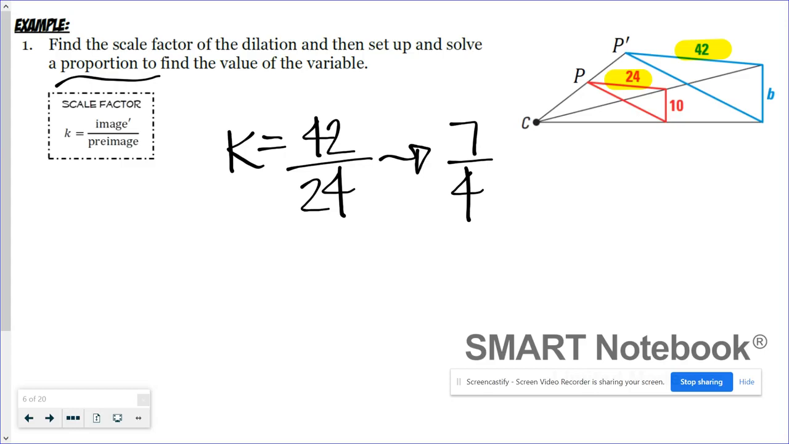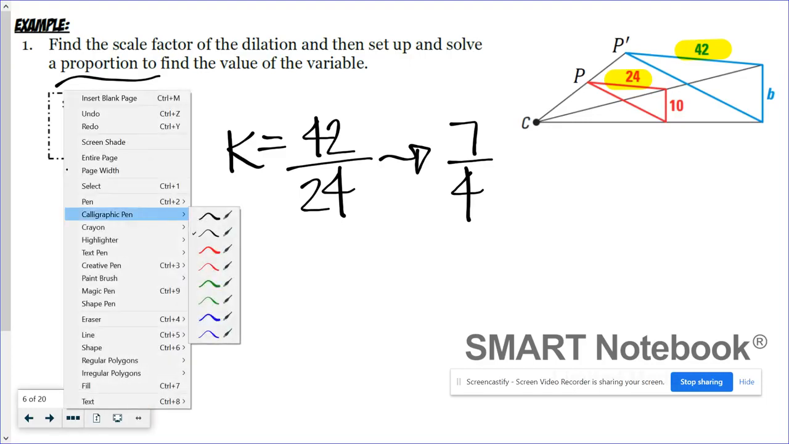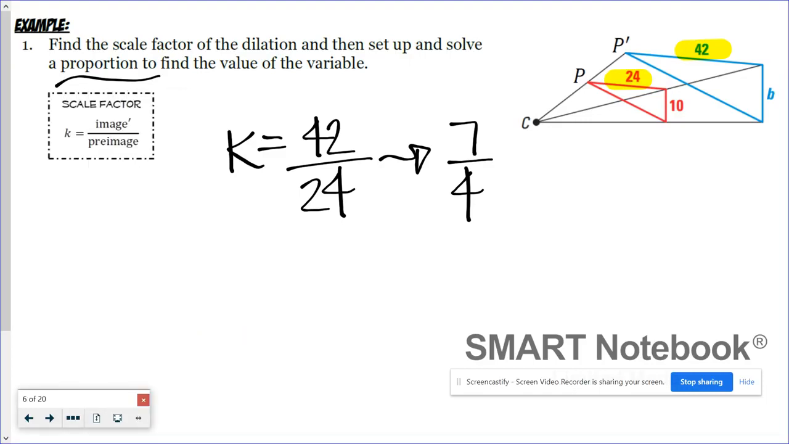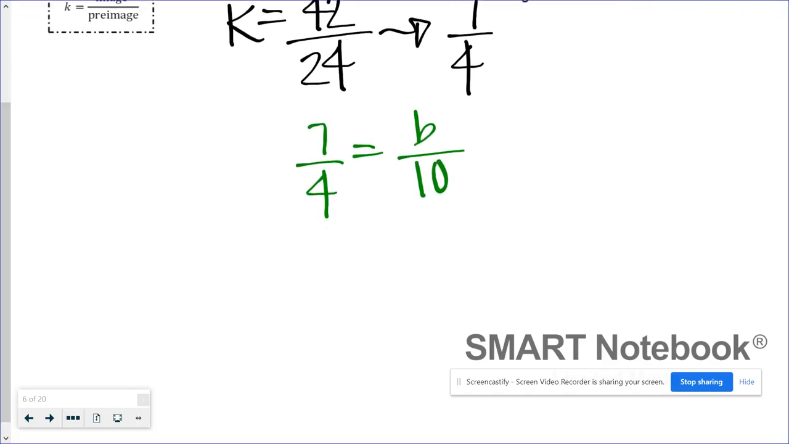So for my proportion, I have an option. I could totally use that original ratio of 42 over 24, or I can use my scale factor. I think the scale factor is easier to work with. So I have 7 over 4. I'm creating a proportion. Now I want to find B. B comes from the image, and remember the image is on top, and the corresponding linear measurement would be 10. So here's my proportion, okay?